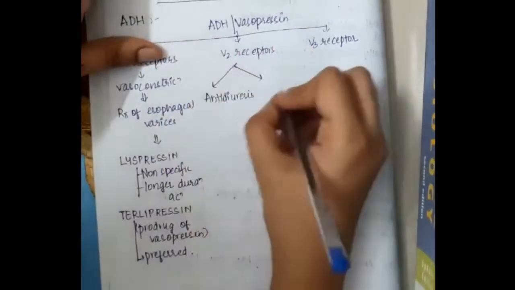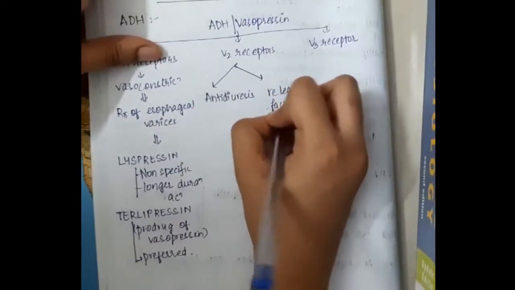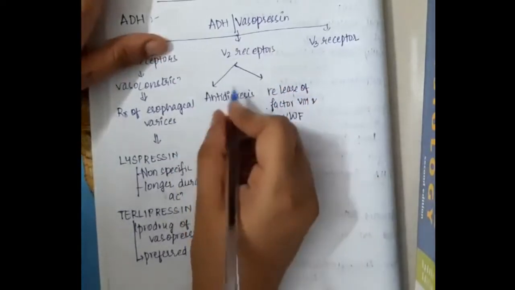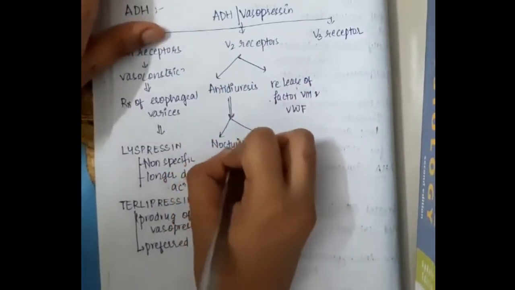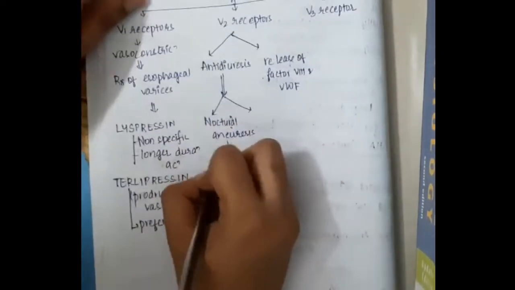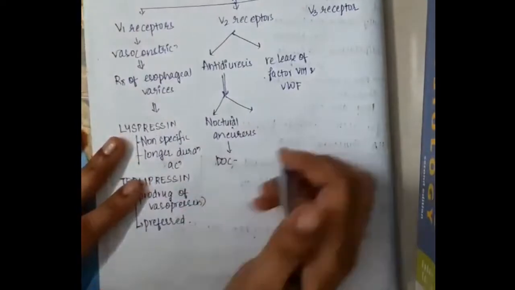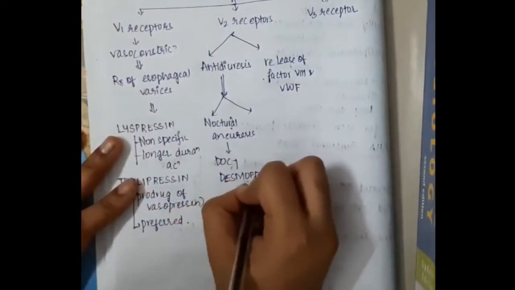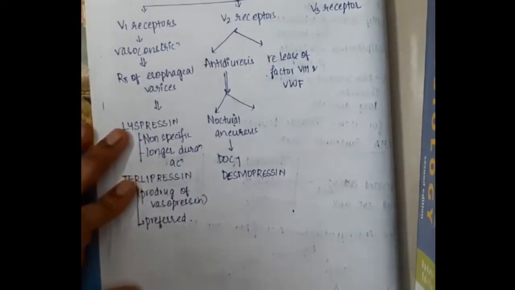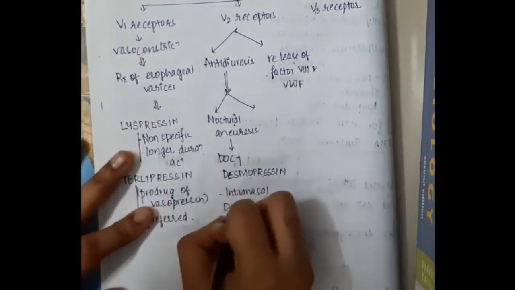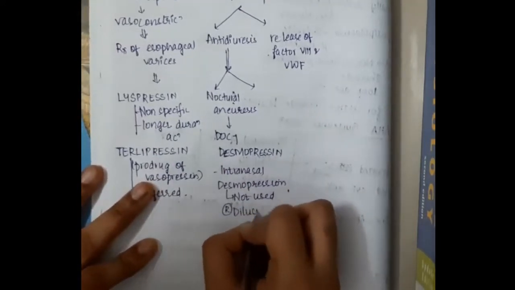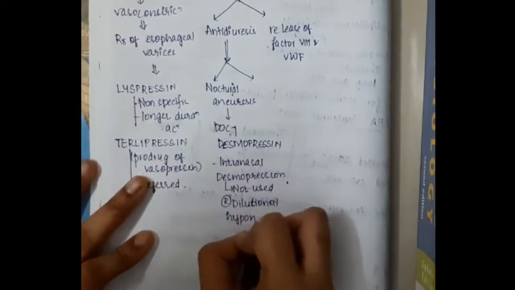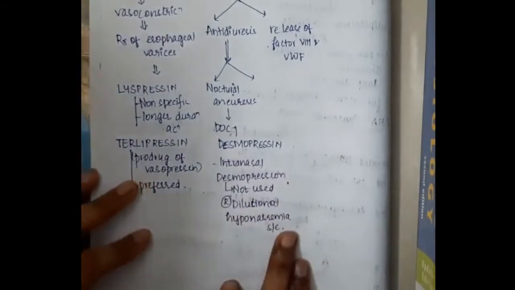Then on V2 receptors, we have the action of antidiuresis, and it also causes release of factor 8 and von Willebrand factor. Because it causes antidiuresis, that is, it stops excess urination, it can be used in nocturnal enuresis. Drug of choice for nocturnal enuresis is Desmopressin. Intranasal Desmopressin is not used. Previously, we used to use intranasal Desmopressin, but nowadays we are not using it because it can cause dilutional hyponatremia as a side effect.